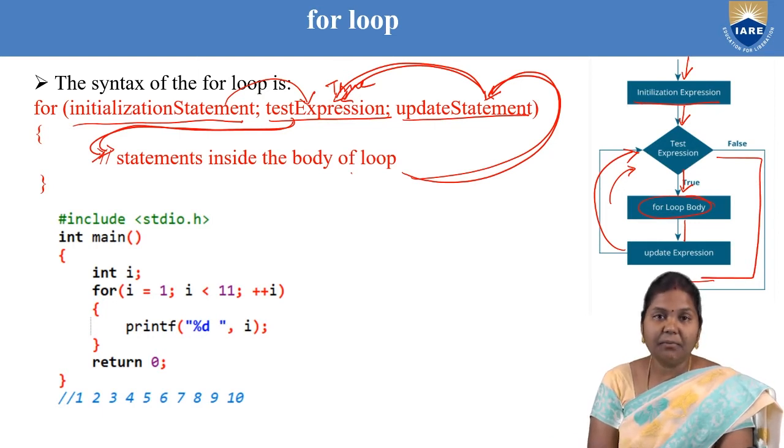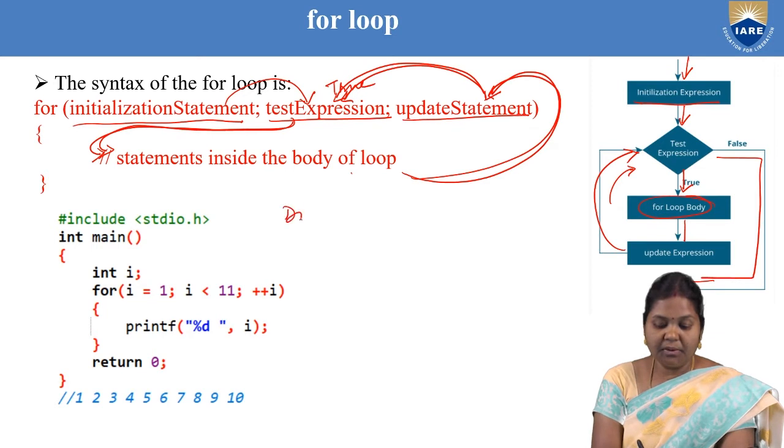Now, let us understand one simple example. Suppose you want to display the numbers from 1 to 10 using a for loop. So the question is: display 1 to 10 using a for loop.